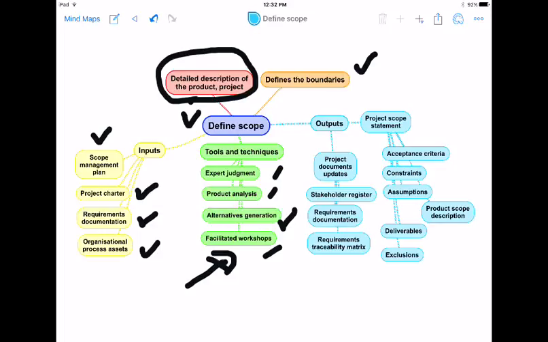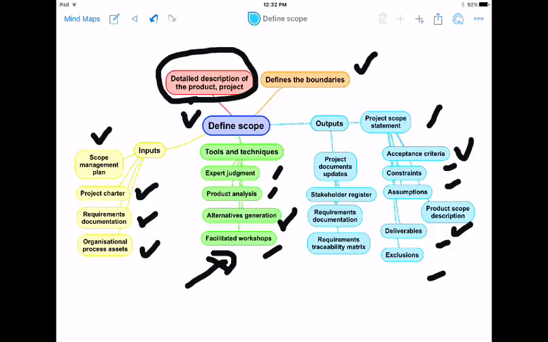The outputs of define scope are the project scope statement, the acceptance criteria, the constraints, the assumptions we are making, the product scope description, and the deliverables and the scope exclusions also. In a good scope statement, we will say what all things we will deliver, and we must say what all things we will not deliver as well.